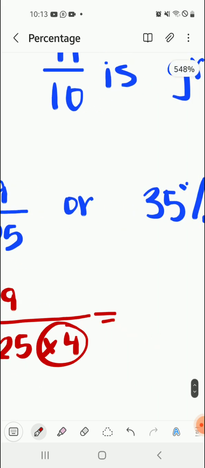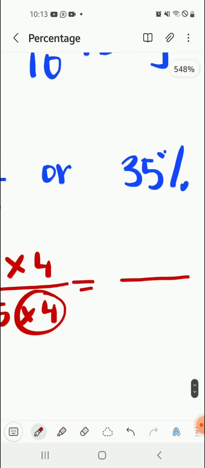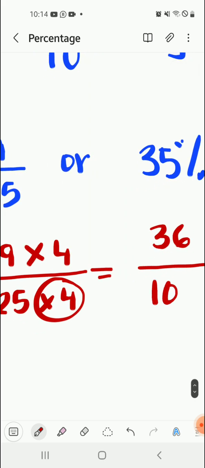Why did I multiply it by 4? Because my aim was to find a number which is either 10, 100 or 1000, or maybe more than that, 10,000. Over here, there is no way we can multiply any number to get 10. So that's why multiplying 25 with 4, I can get 100. The same thing happens with the numerator, so multiply the numerator with 4 as well. So 9 into 4 becomes 36, and 25 into 4 is 100.